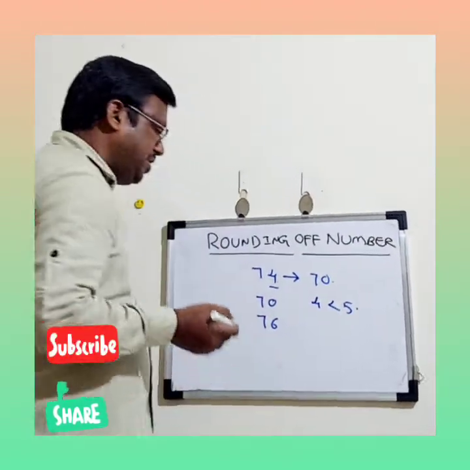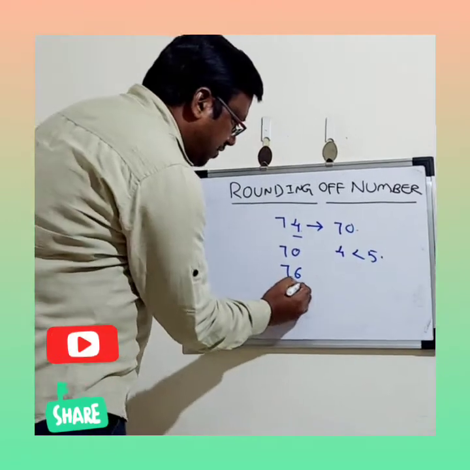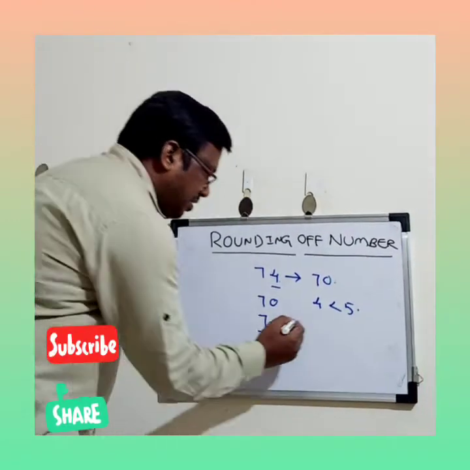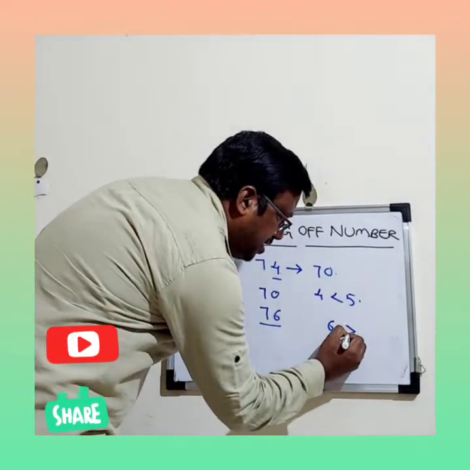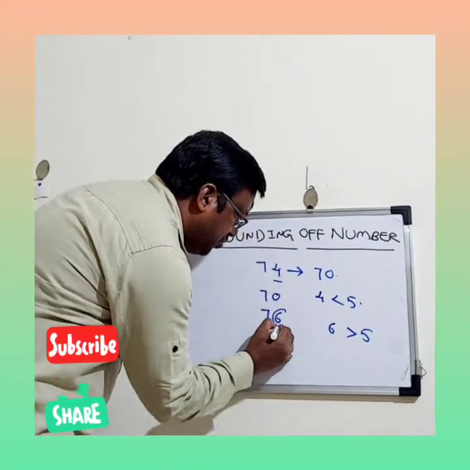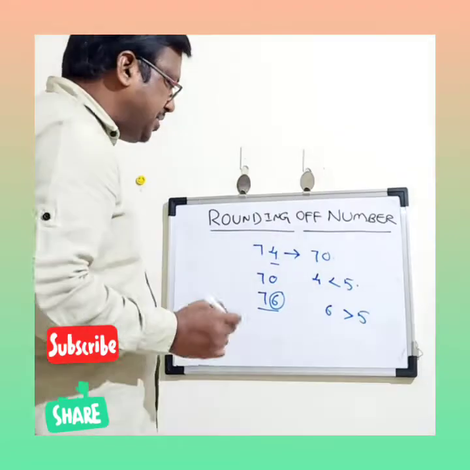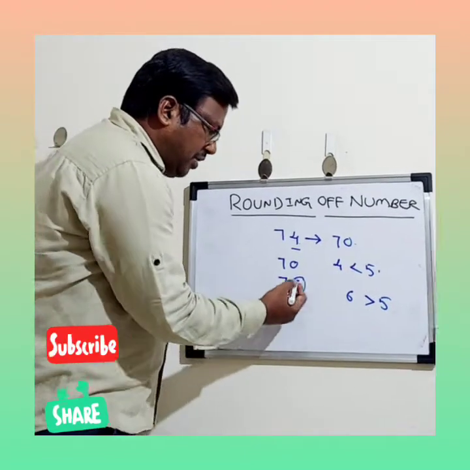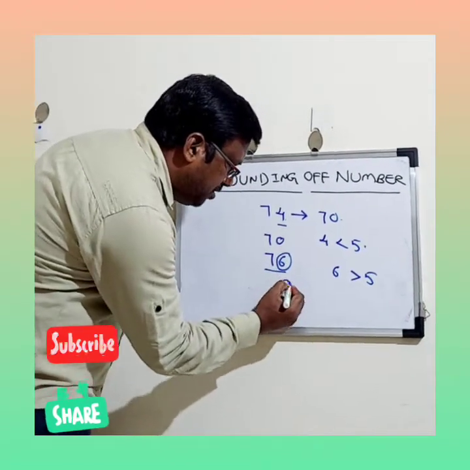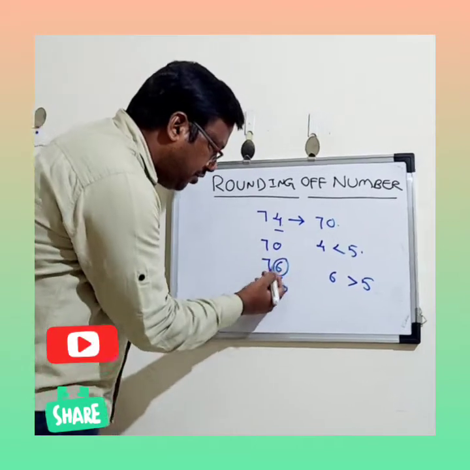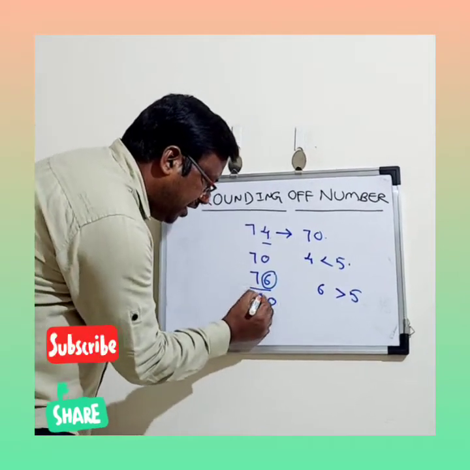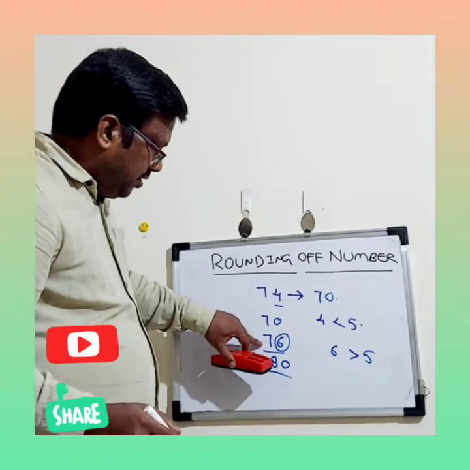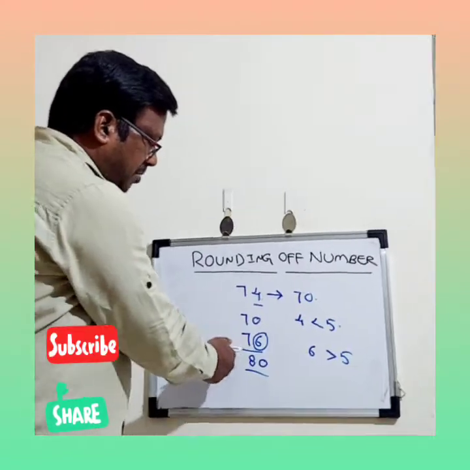But in the same question, if the number is 76, what is the rounding to the nearest tens value? Here the unit digit 6 is greater than 5. So in this case, you replace the unit digit position with 0, but in the tens digit position you have to add 1. 7 plus 1 is 8. The nearest tens value for the number 76 is 80.